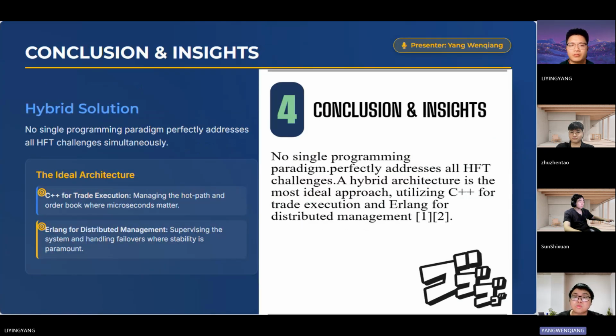Now let's move to our conclusions. No single programming paradigm can solve all problems in any HFT system. C++ runs fast, and Erlang is highly reliable. Therefore, we use the hybrid architecture: C++ handles trade execution, and Erlang manages system services and failure recovery. This decision balances performance and reliability. It combines the strengths of both languages to meet all the needs of our high-frequency trading systems.